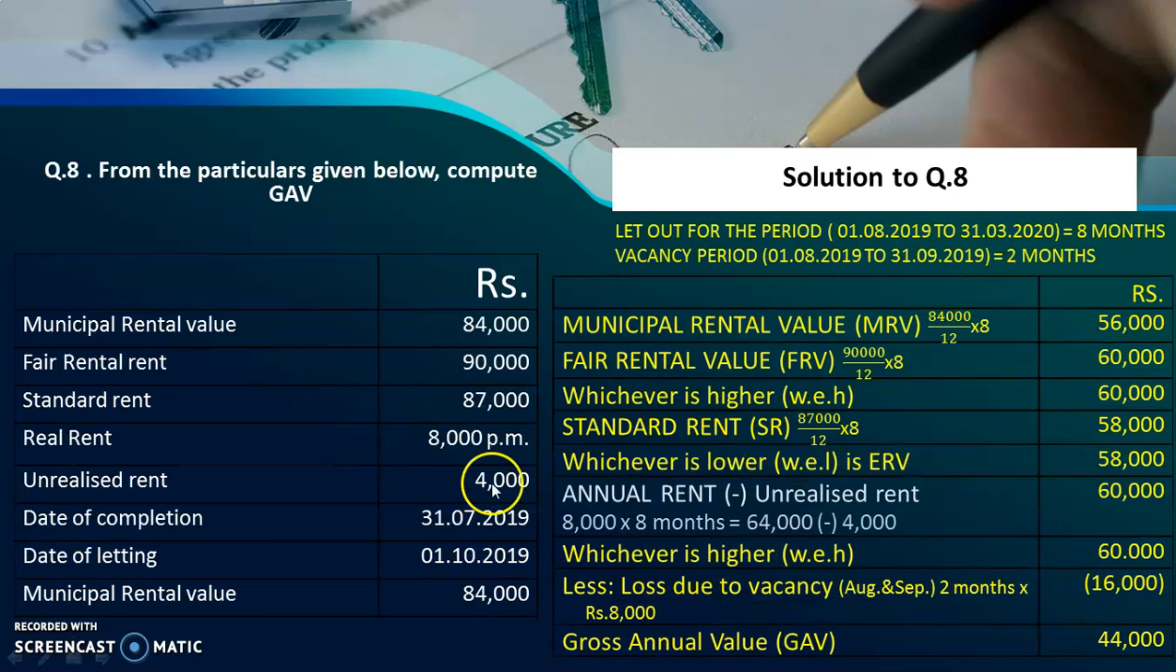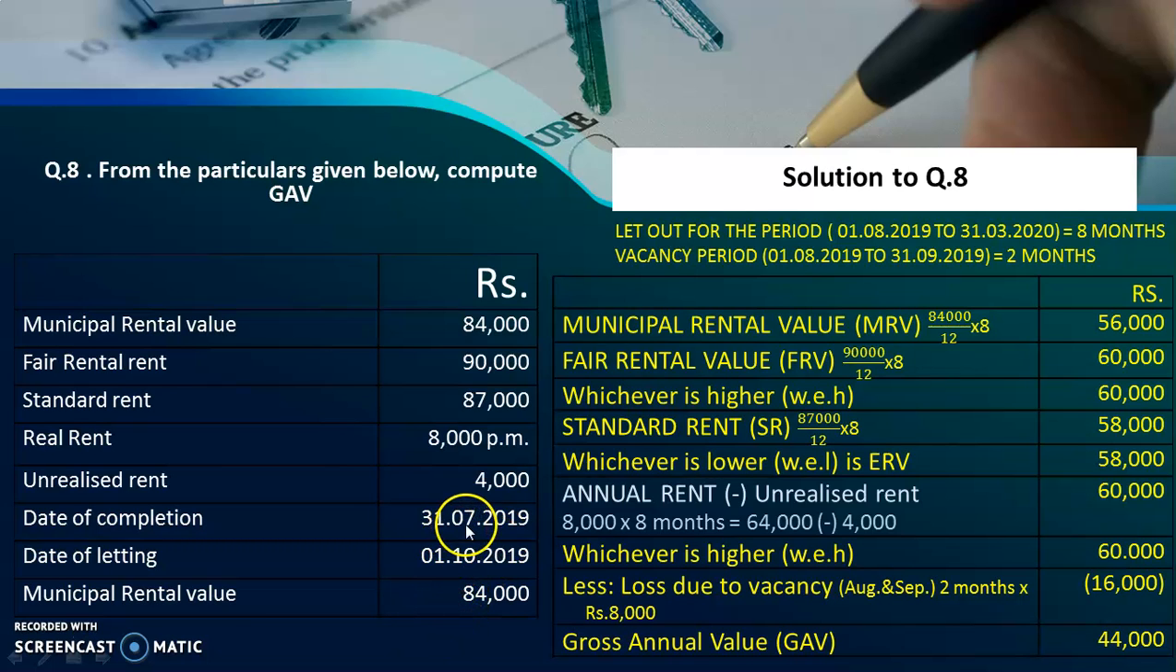Question number 8. MRV, FRV, standard rent. Real rent 8,000 per month. So the real rent is given on a monthly basis. We must multiply it by 12 to get the annual rent. Unrealized rent 4,000, which is to be reduced from the real rent. Date of completion 31/7/2019. Date of letting 1/10/2019. And MRV is also there in the question.